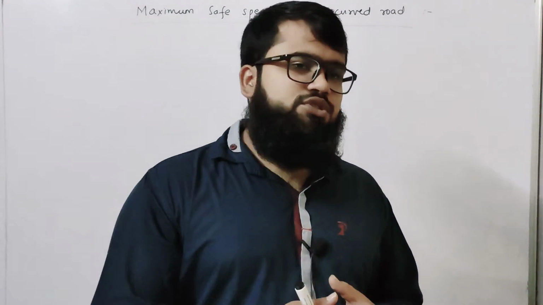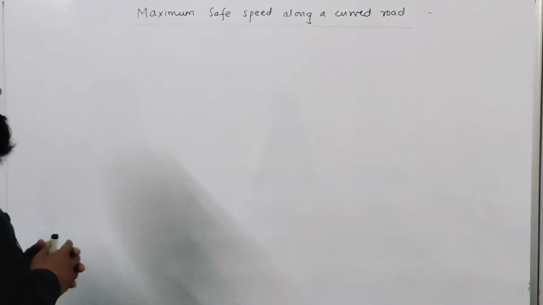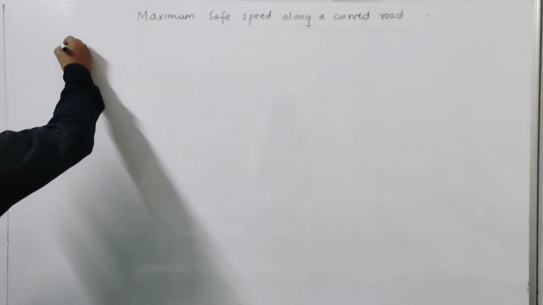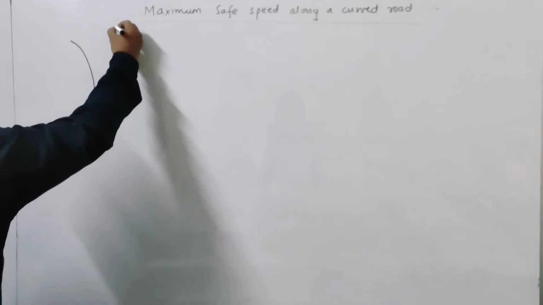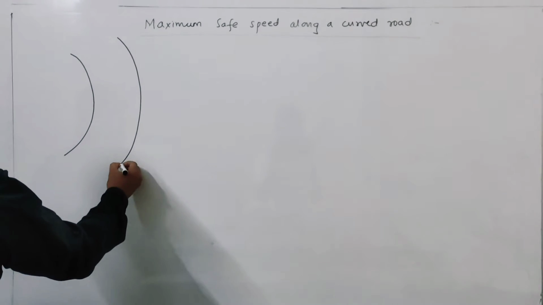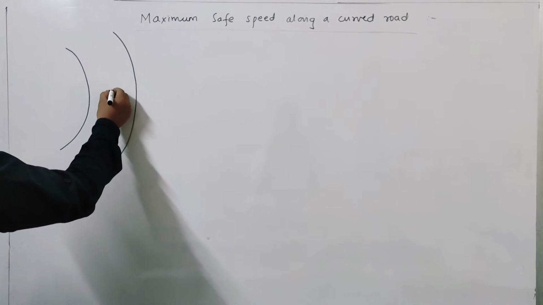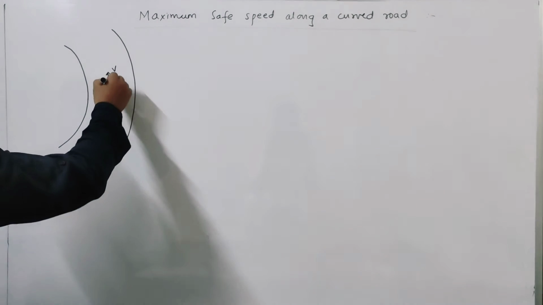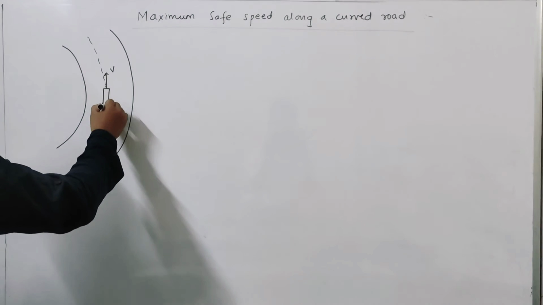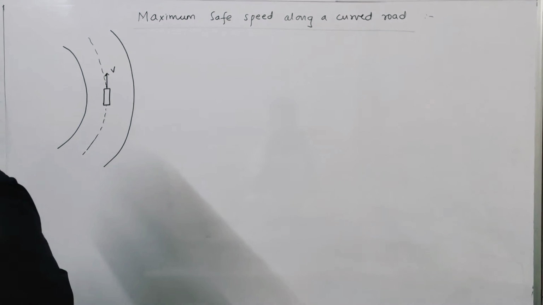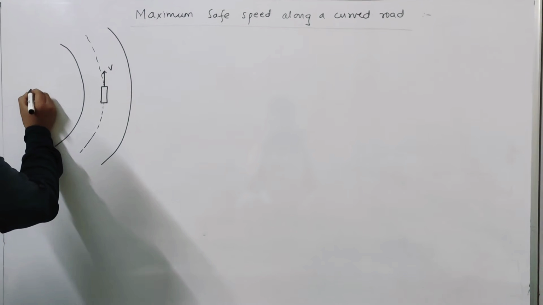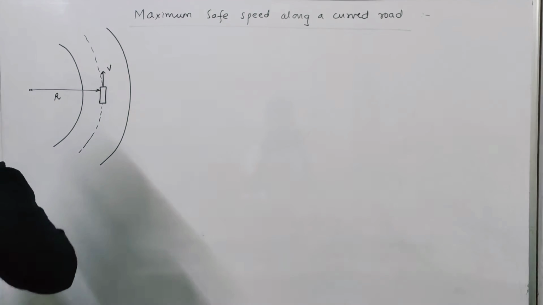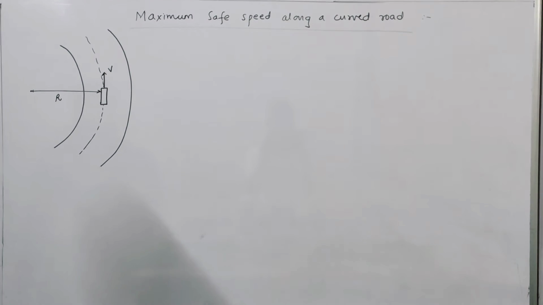Hello guys, today we are going to study the concept of maximum safe speed along a curved road. Consider a curved road. A vehicle is moving on that curved road with a speed v, linear velocity v. The path of the vehicle is circular. The radius of the curved path is r.